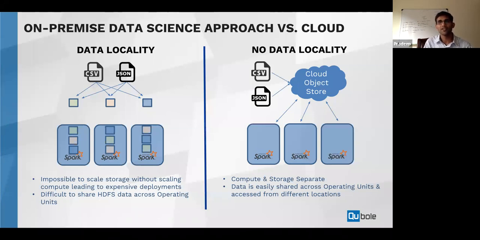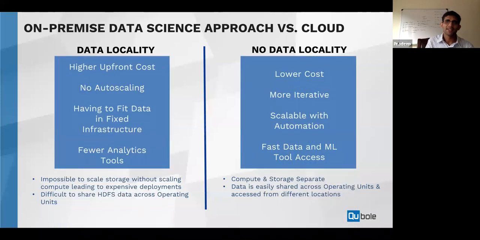You will only run the cluster when there is a workload. So that leads to really excellent operational efficiency. And if you look at it, data can be easily shared across your operating units and can be accessed from different locations because all your data assets are stored in your cloud storage. So if you look at the advantages of cloud, it leads to a lower cost. It enables that iterative and collaborative approach, and you can scale your infrastructure needs with automation.